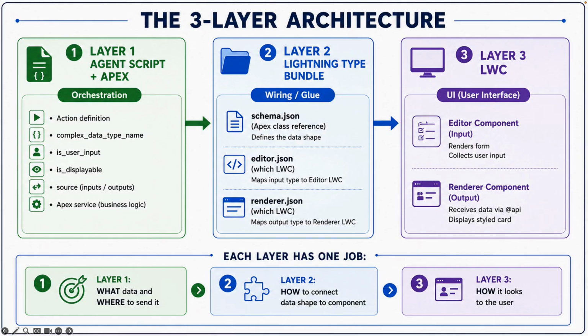Right, this is what the user will actually see. This is where you have to specify the editor form for the input and the renderer form for the output. Typically we define each layer as layer 1, what data and where needs to be sent, layer 2, how to connect the data with the LWC, and finally the third layer, which will define how it looks to the user.